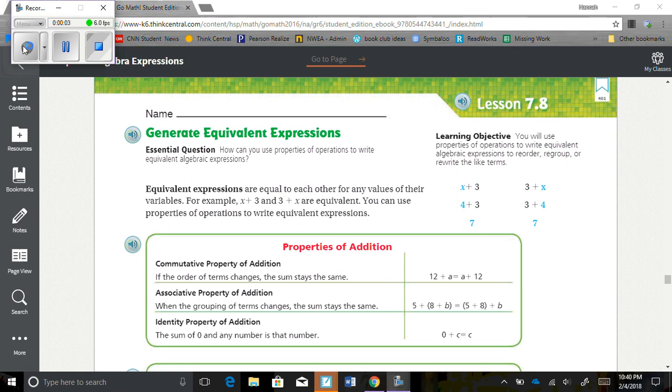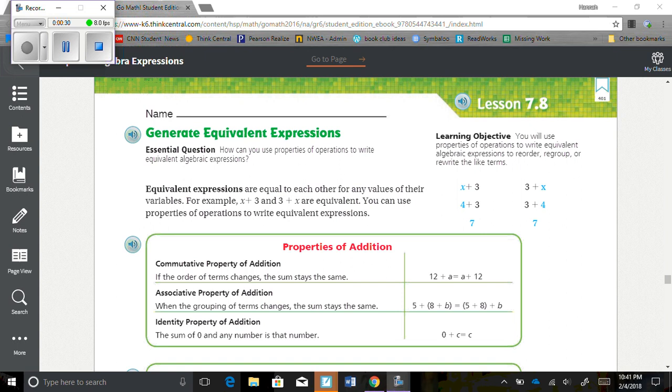Chapter 7, Lesson 8, Generate Equivalent Expressions. So our learning objective is you will use properties of operations to write equivalent algebraic expressions to reorder, regroup, or rewrite the like terms. So we're taking Lesson 7 and adding to that. So the essential question is, how can you use properties of operations to write equivalent algebraic expressions?